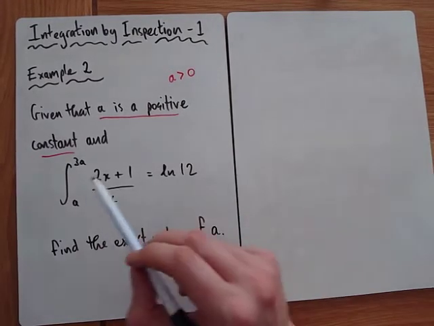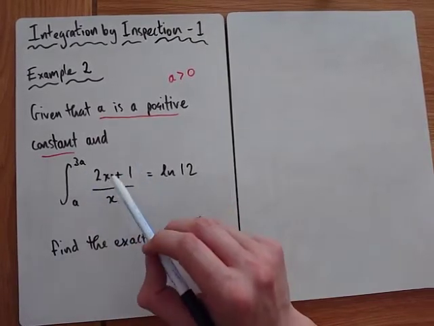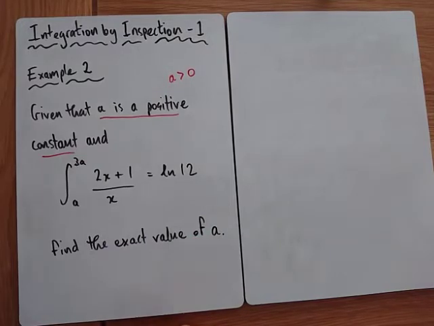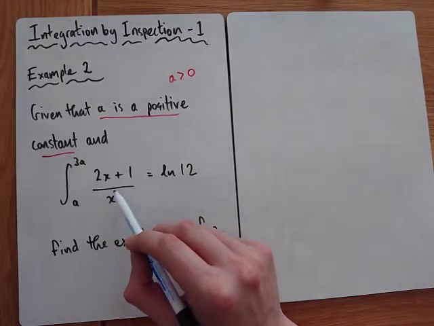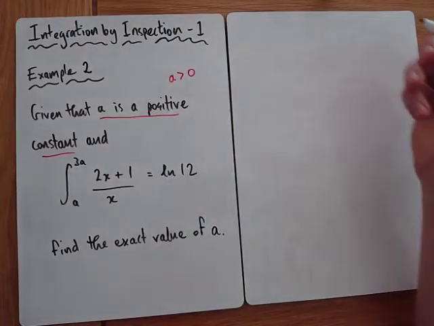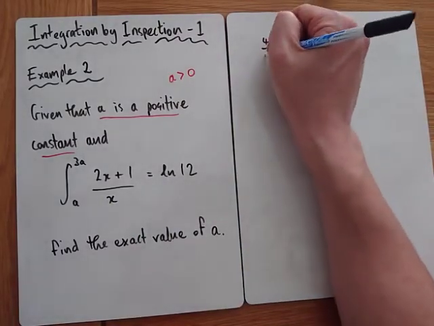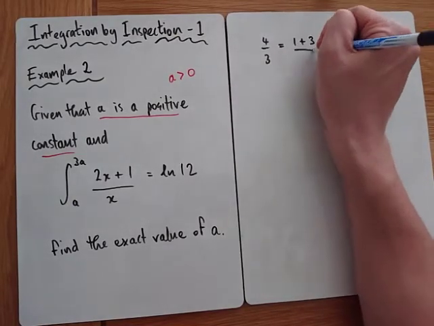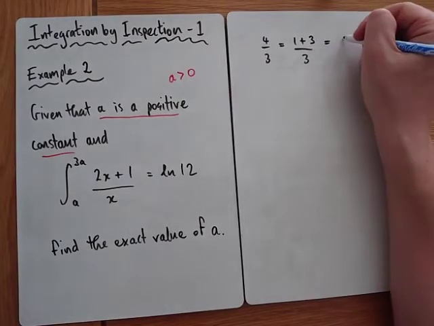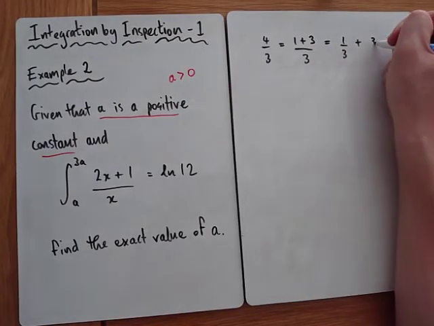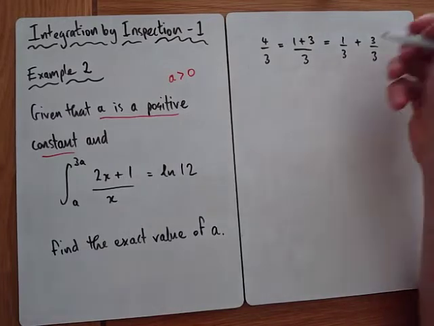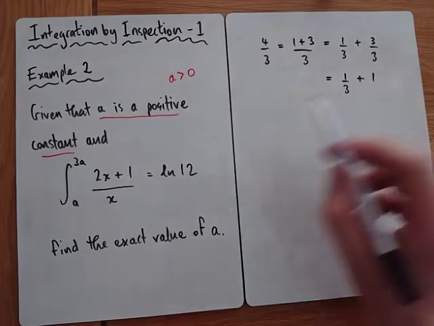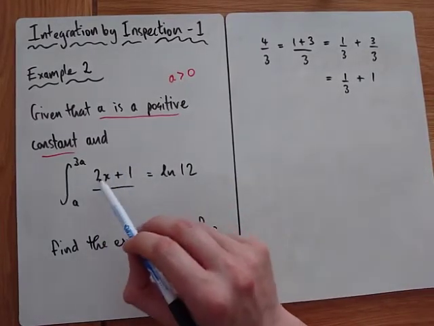So looking at what we're being asked to integrate, we've got a fraction, but there are two things on the numerator, and they're both being divided by x. The easiest way to approach this one is to split this up. If you had (1 + 3) over 3, that's the same as 1 over 3 plus 3 over 3, which is the same as 1 over 3 plus 1.